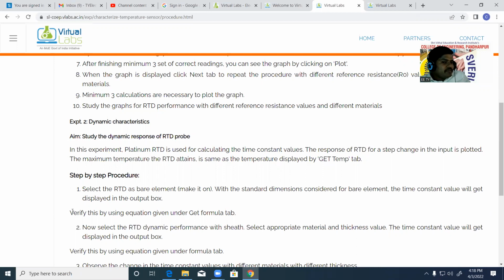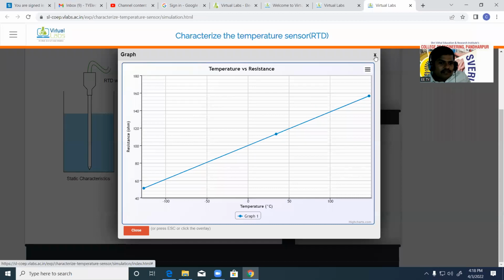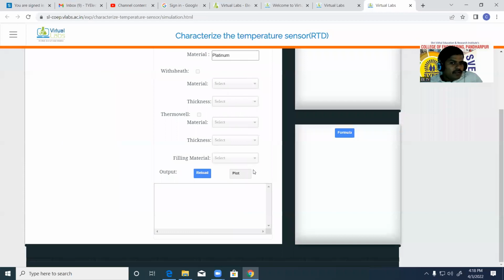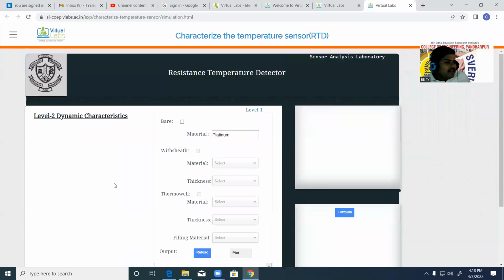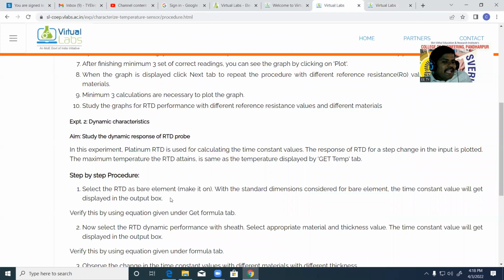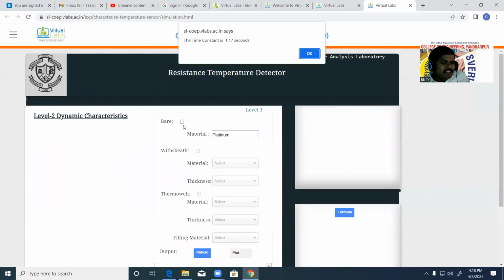Again we want to use some of the steps, so we will go for the next step. I will close this one. Now we will go for level 2. Here the default material, that is platinum material, can be selected. We want to plot the dynamic characteristics of that platinum material. Now see, in this experiment we are discussing only platinum material. Select the RTD as a bare element, make it on.